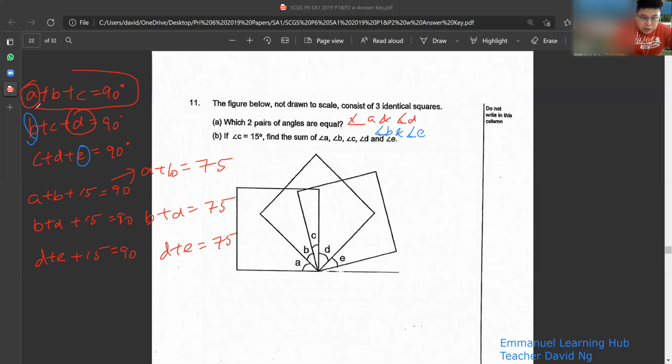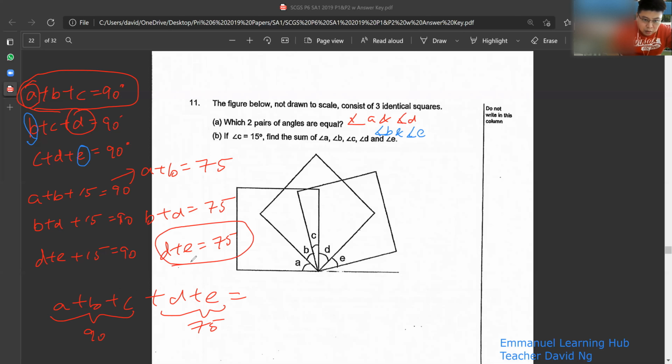Your A plus B plus C is 90. So A plus B plus C plus D plus E is equal to this part, 90, plus this part, 75. Can you see? A plus B plus C is 90, D plus E is 75. I get it from here. So A plus B plus C plus D plus E is 90 plus 75, that is 165. Okay, clear.